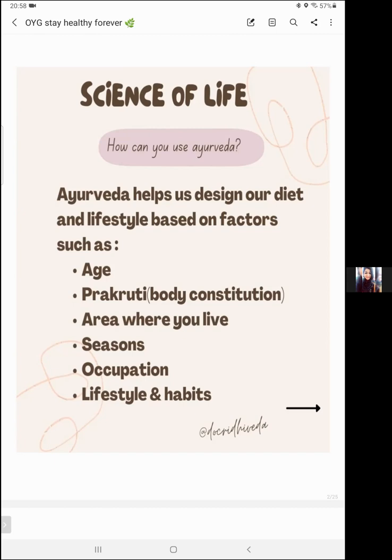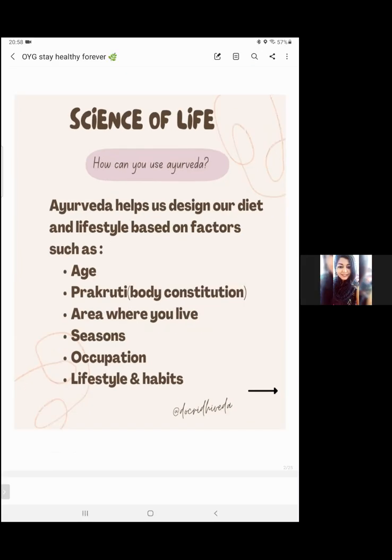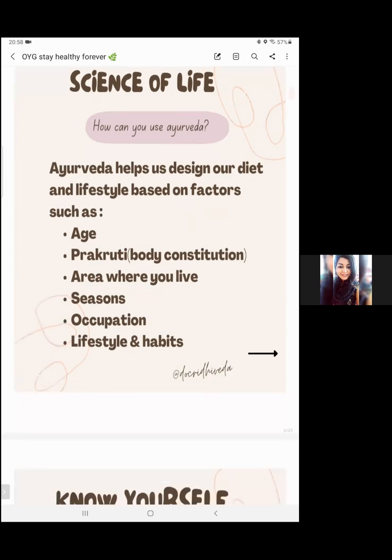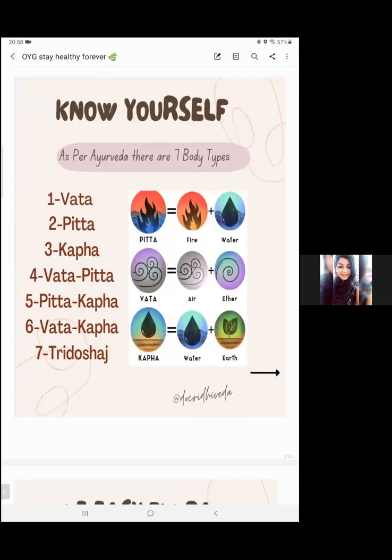The first one is your age. You have to design your diet and lifestyle, everything, around your age. I'm giving so much importance to age because there are three doshas, vata, pitta, and kapha, and they are the main humors. If I put it simply, everything is made up of panchmahabhuta, the five elements. These five elements join together to make the doshas. For example, pitta is made up of fire and water as the dominant elements.